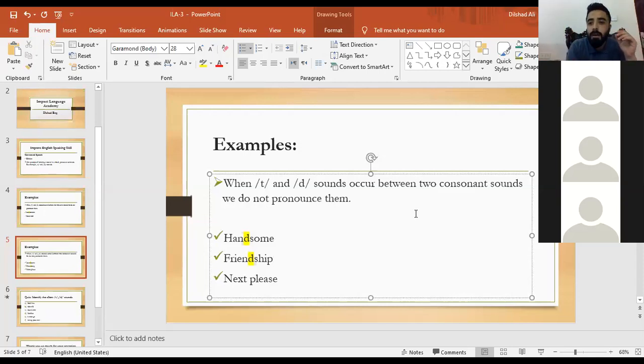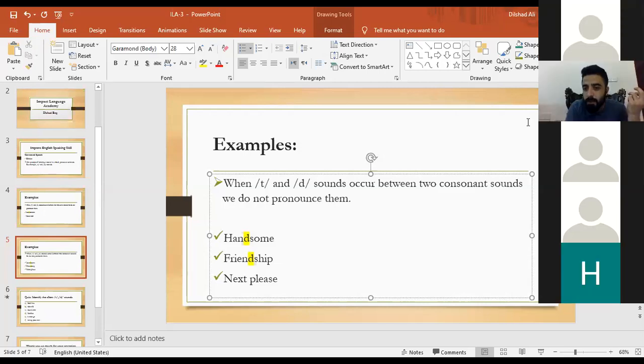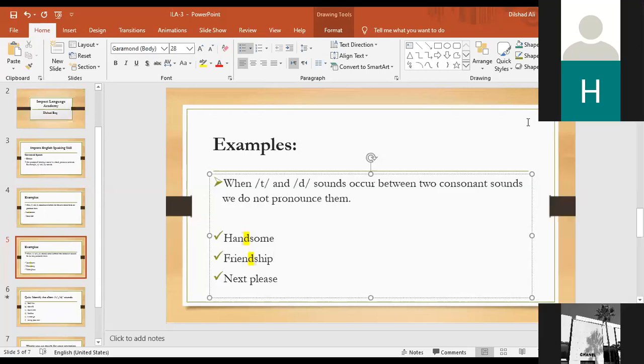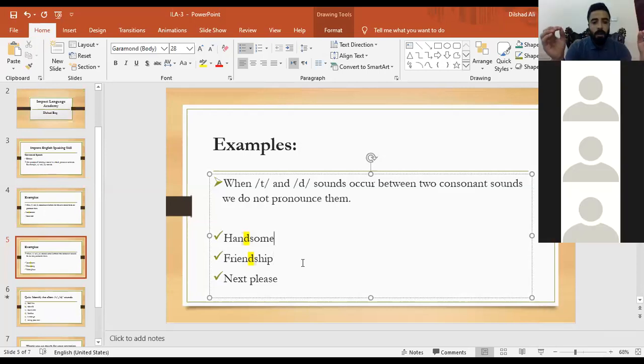Friendship. Let's mute our friends. Okay, great. So yeah, look at the differences. Most of the people read it like this: friend-ship. But when you apply this rule, you will say friendship, without the d between them.